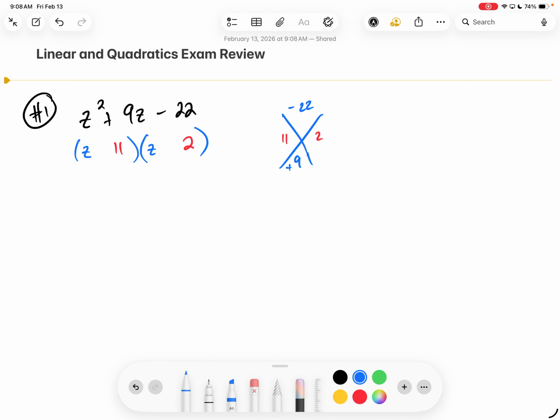Always check that on the test when you think you get funny answers. Check to make sure you write it down right. That's what happens with computer math, right?